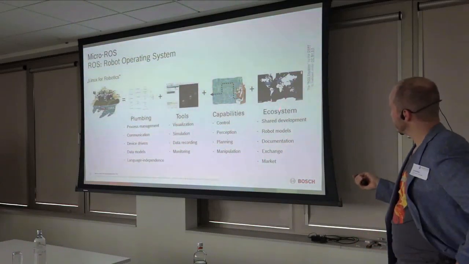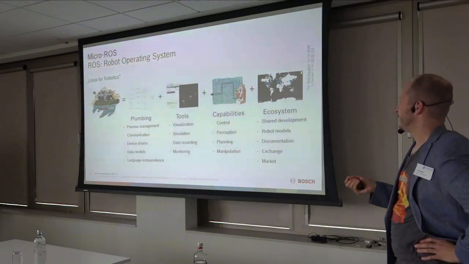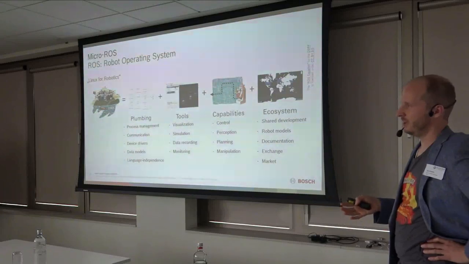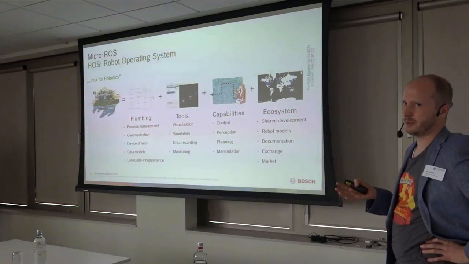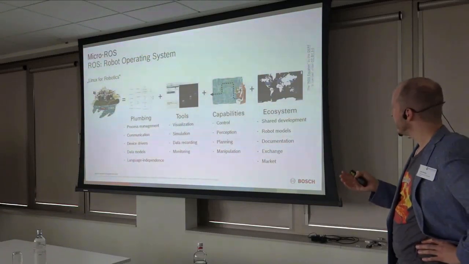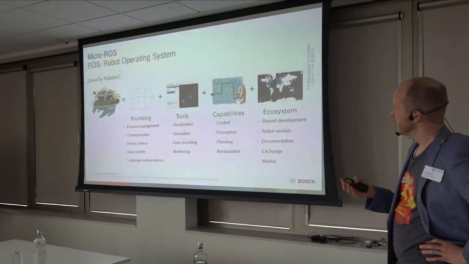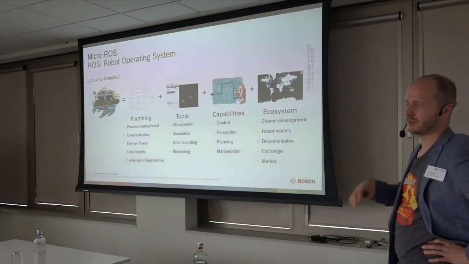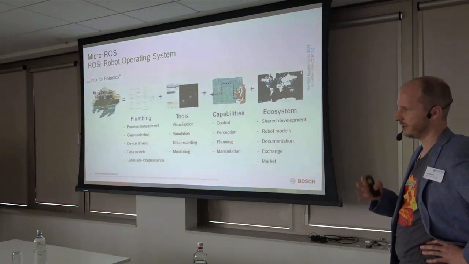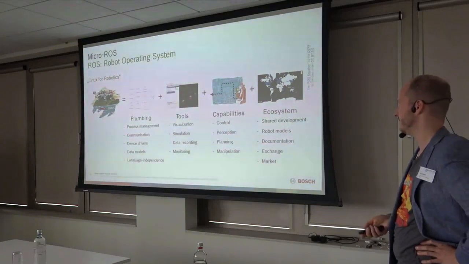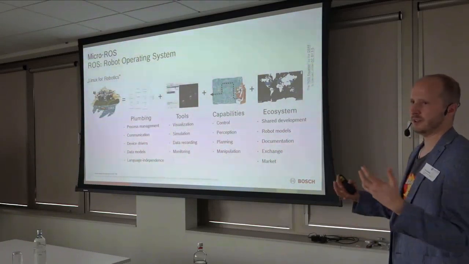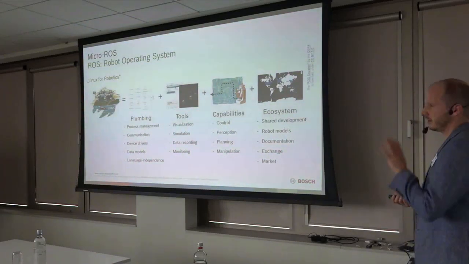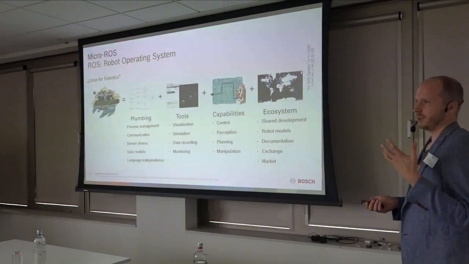And what's arguably the most interesting part of ROS is it's really an ecosystem. There's many, many people working on ROS, both academics and companies. We can all share our development there, and hundreds of robots are supported out of the box by ROS. There's efforts on documentation, on exchange, there's a marketplace, all that stuff. So it's really been a unifying framework for robotics. That's why many people are interested in ROS.